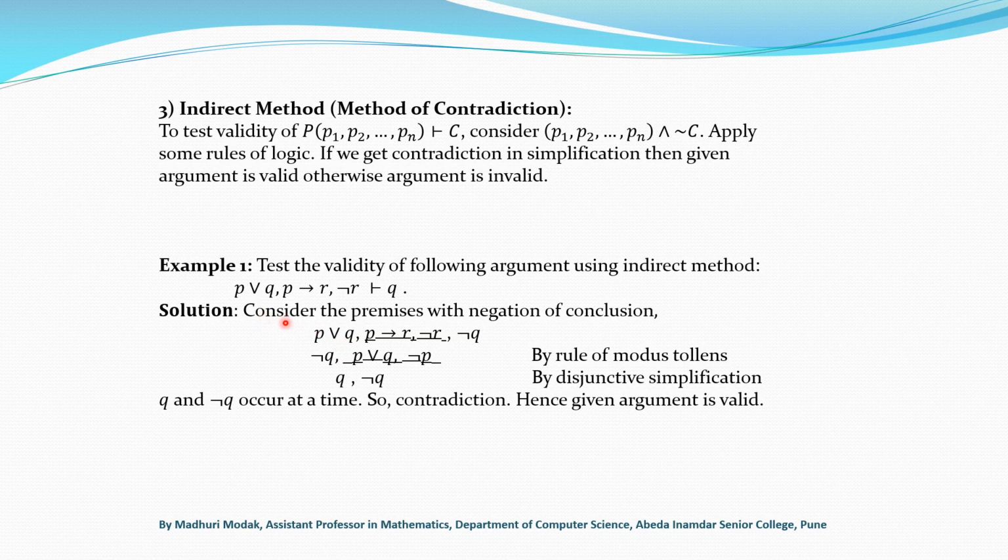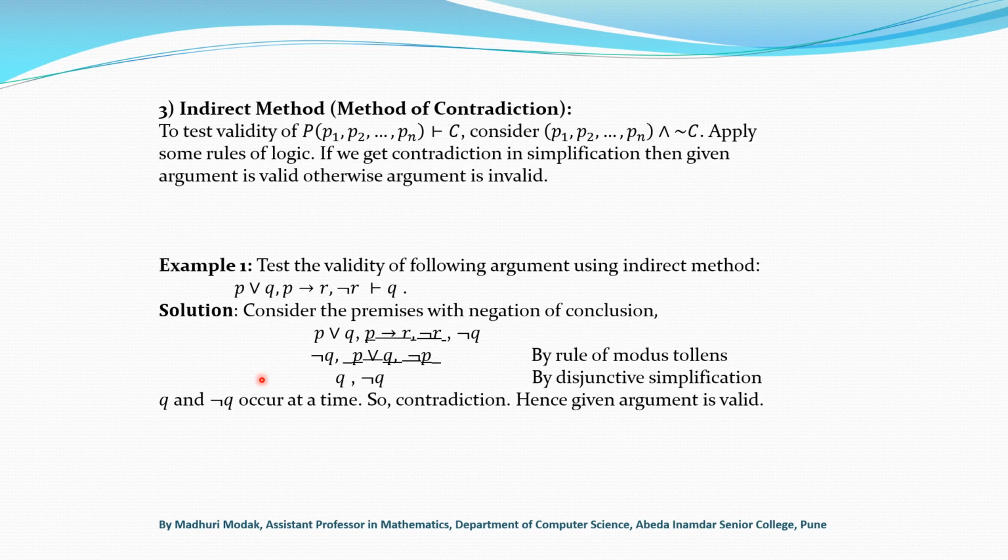So P or Q, P implies R, negation R, negation Q. Now see these middle statements: P implies R, negation R. By the rule of modus tollens, or by contrapositive, we get negation P as a conclusion. So P or Q remains as it is, negation Q as it is, and from the second and third we get negation P. Now for P or Q and negation P, by using disjunctive syllogism we get Q as a conclusion, and negation Q is already there.